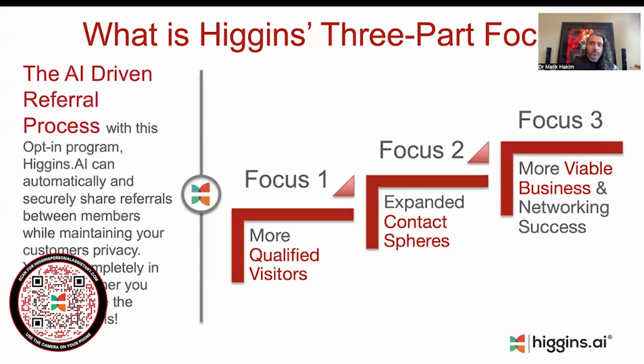All right. Now, we mentioned this already in an earlier video, about what the objectives are for Higgins. So again, the idea here is more qualified visitors. We believe that's very important. That's the number one focus, getting prospective people into your chapter. But that's only going to be part of the value, right? The other part of the value is expanded contact spheres. Why? Because you need to expand your contact spheres within your chapter and then externally as well, right? That's very important. So Higgins helps you do both of those things.